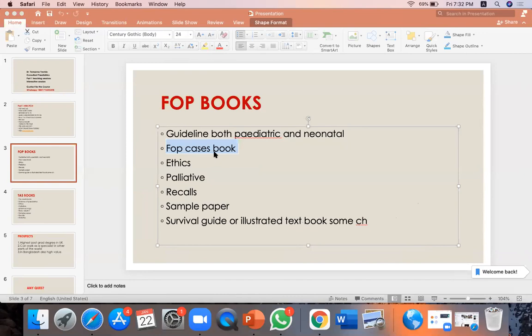Okay, am I audible to you now? Someone messaged not audible. I think it is clear now. Okay. Yes, clear, clear, clear. Okay. So until now, is there any question regarding ethics and palliative? Do you have any question?